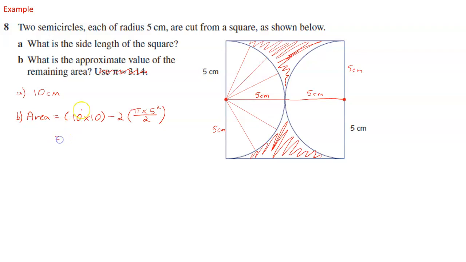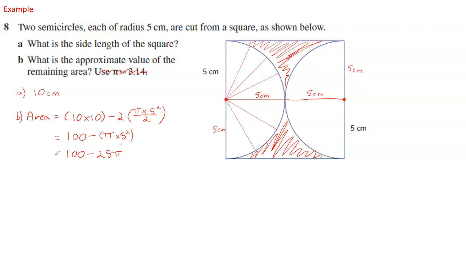So we can evaluate the first bracket. Now, I'm dividing by 2 and multiplying by 2. Those things cancel each other out. And what we could actually see here is these two semicircles, if I put them together, they would make one whole circle. So this is just the same as saying minus pi times 5 squared, which is 100 minus 25 pi.